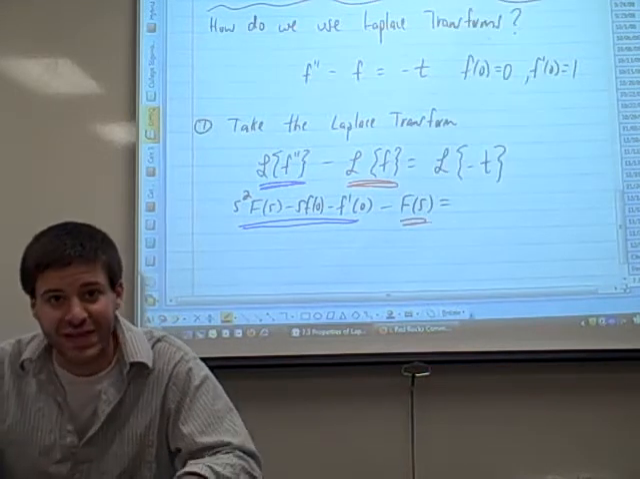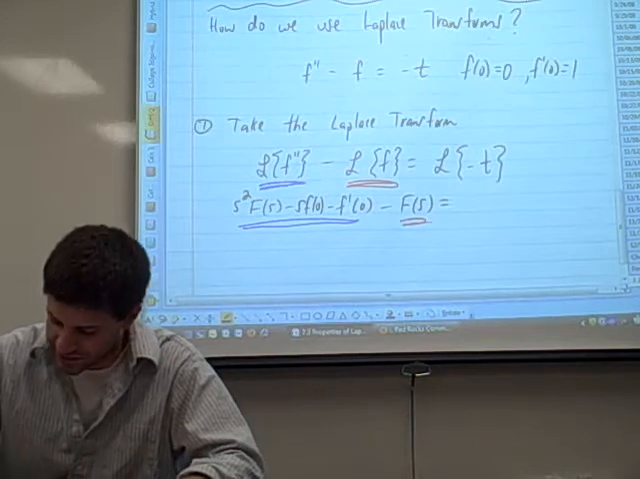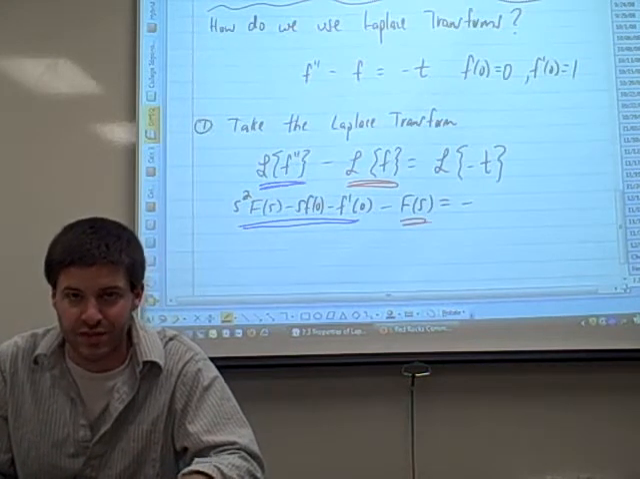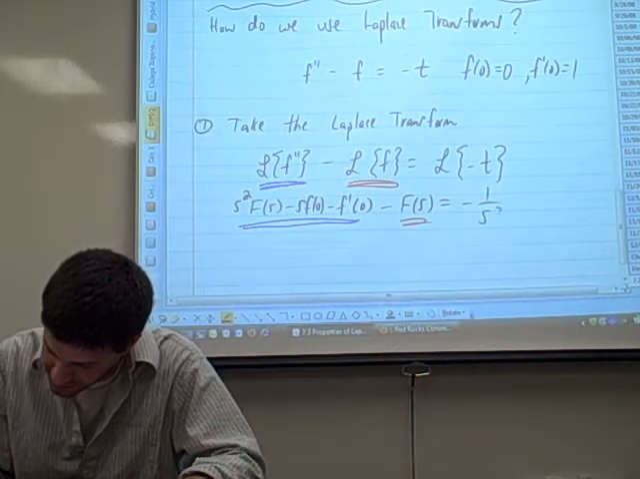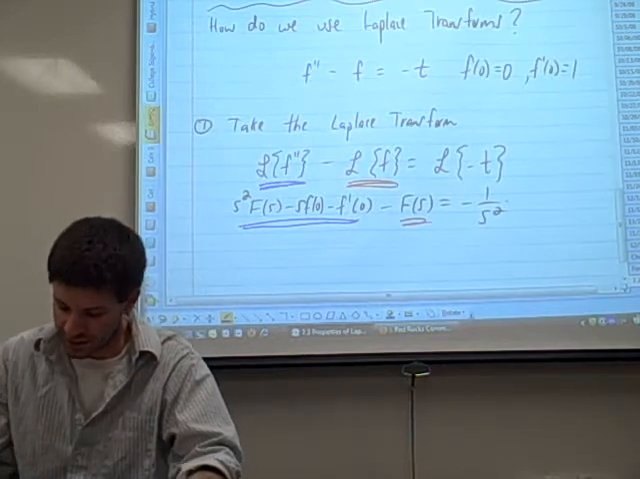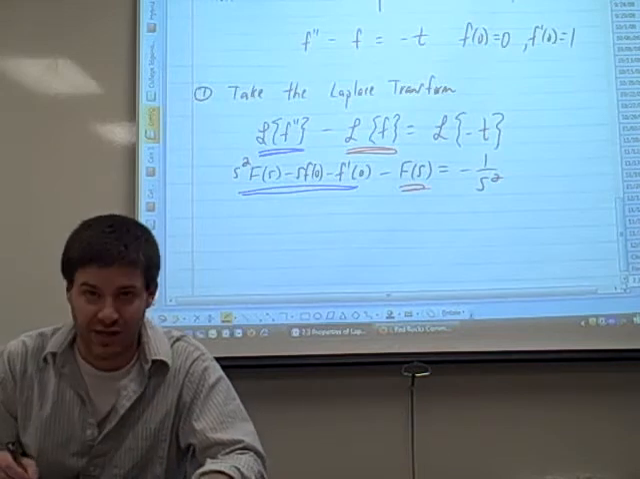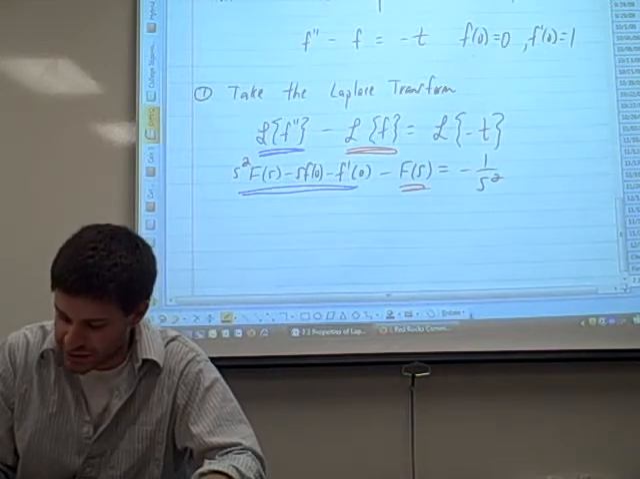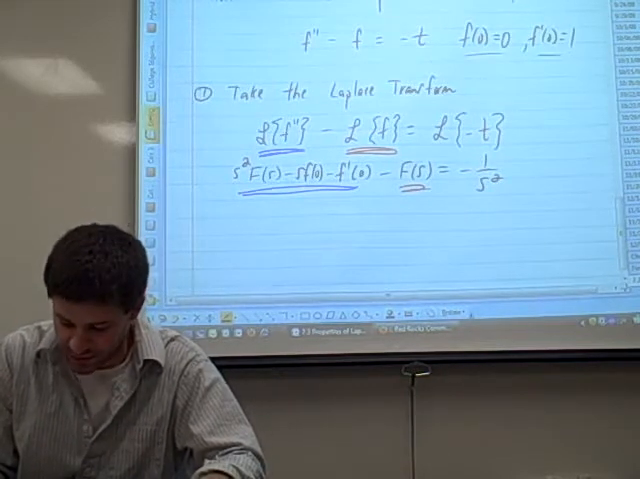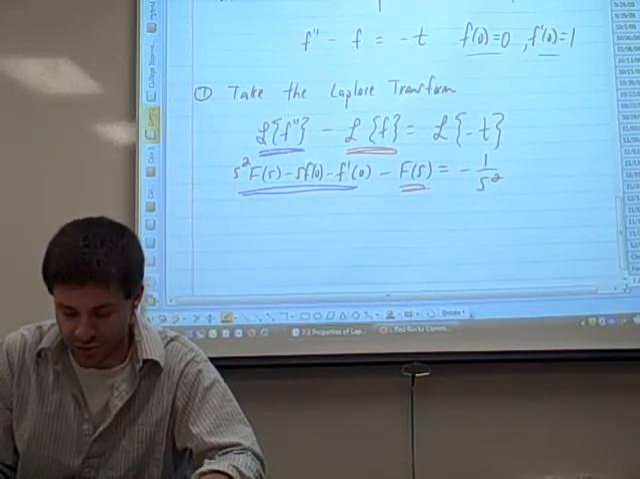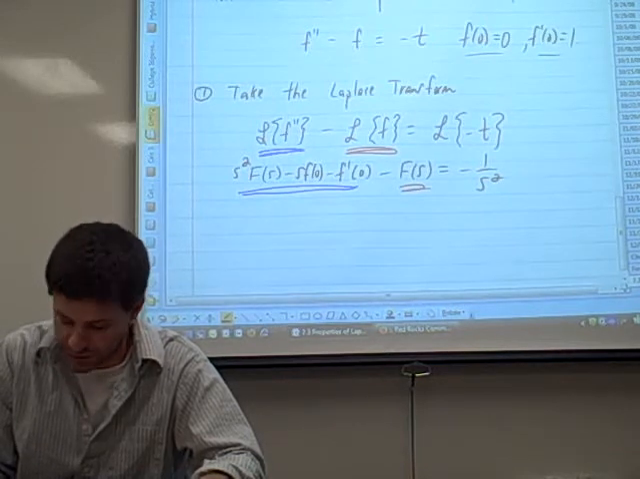Now the Laplace transform of negative t, we've done t several times. We know the Laplace transform of t is 1 over s squared, so we just put that negative sign in there and that's what we get. Now you'll notice we have some initial conditions in this line here. Fortunately, we were given initial conditions in this problem. So what we can do is plug in f of 0 equals 0 and f prime of 0 equals 1.